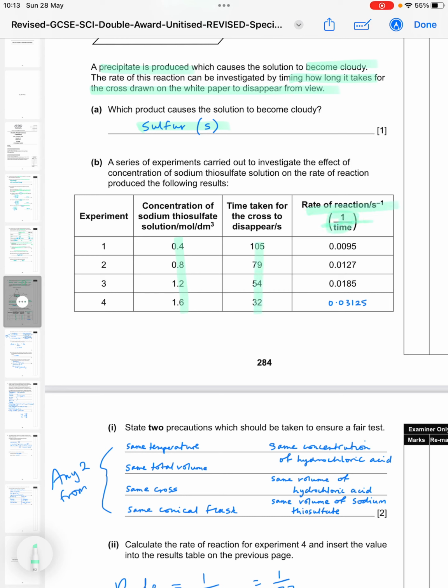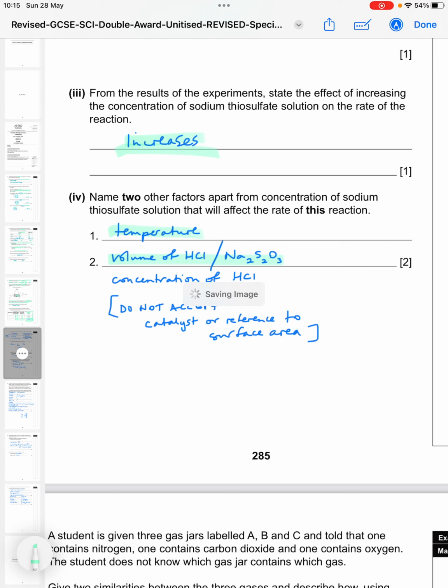Name 2 other factors apart from concentration of sodium thiosulfate that will affect the rate of this reaction. So you could have temperature, you could have the volume of hydrochloric acid or the sodium thiosulfate, the concentration of the hydrochloric acid. Now it says very specifically in the mark scheme, do not accept catalyst or any reference to surface area. So they're not going to give you any marks for those. So stay away from them, just stick to what you know from the experiment. So any two of those would have given you your 2 marks.